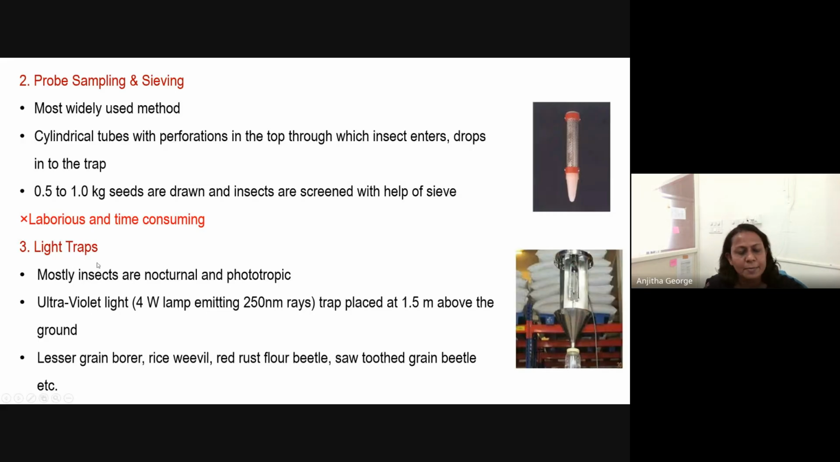Third one is the light trap. And you all know most of the storage insect pests are nocturnal.